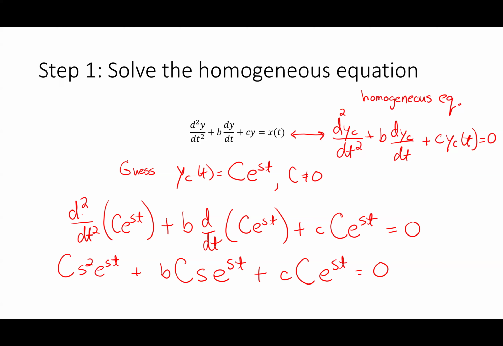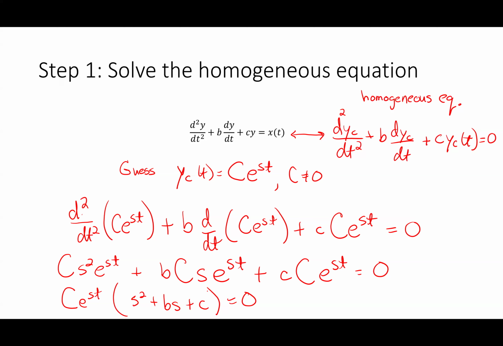Help me out with that. I can factor that into three things multiplying each other, can I? What would they be? C e to the st times what? s squared plus bs plus little c equals 0. Three things multiply each other. What has to be true about at least one of those three? At least one of them has to be 0. And which one is it going to be?